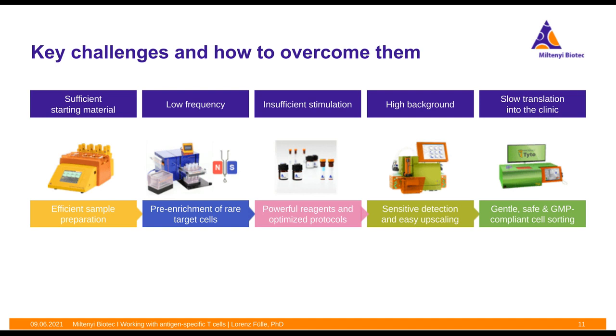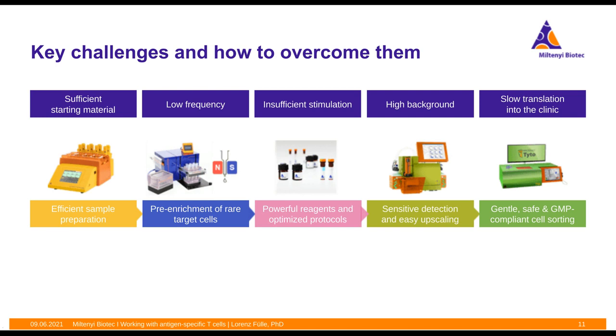Furthermore, a reliable analysis is often hampered by high background staining, just because these cells are so rare. Here, reagents for specific labeling and sensitive detection methods are really important. And finally, there's often a rather slow translation of these early findings into the clinic. Miltenyi Biotec has a large portfolio for translational research that could help to speed up your research.